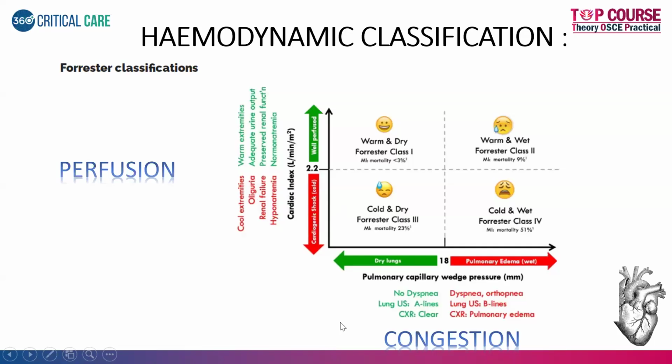But if you see patients with Forrester class 4, which is cold and wet, they have an increased capillary wedge pressure leading to congestion, and at the same time a decreased cardiac index. These patients in Forrester class 4 have the highest mortality, of up to 51%. So this is what we need to understand: how are they placed based on perfusion and congestion?